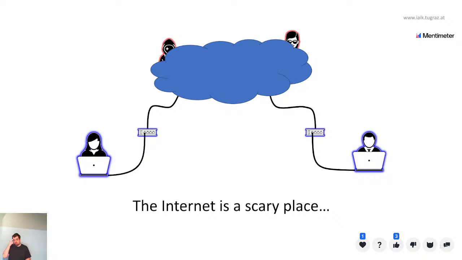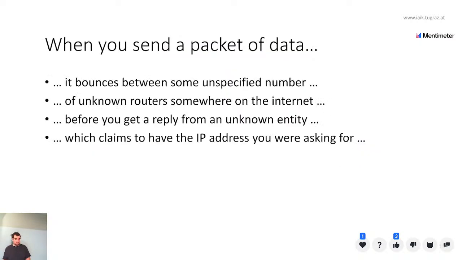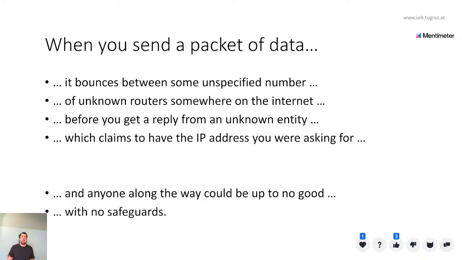So yeah, the internet is a scary place. That's how you could summarize that. When you send data, it bounces between an unspecified number of unknown routers. It travels between a bunch of devices somewhere on the internet. We don't even know which ones. We don't know who owns them, who controls them, who we are talking to. Before you at some point get a reply from somewhere and you don't know who sent that reply, but they're claiming to be the person that you're asking for. Anybody along the way could be up to no good. Anybody along the way could falsify this reply, intercept this reply, block this reply, modify this reply. Anything with no safeguards. This is a terrible idea.